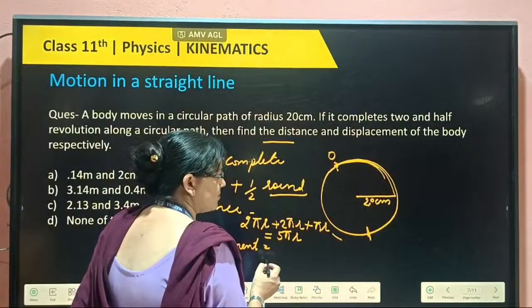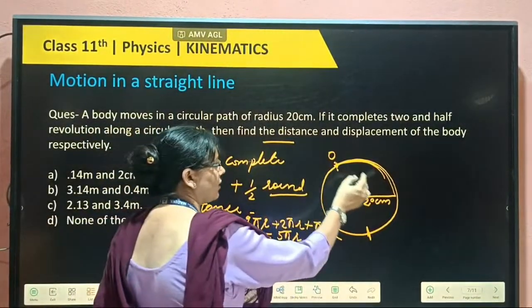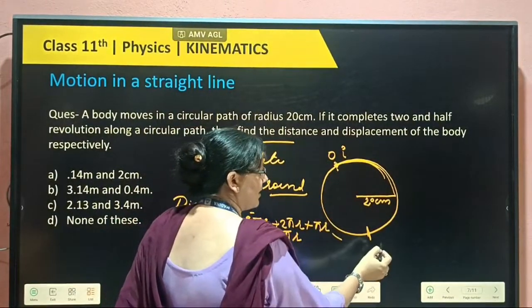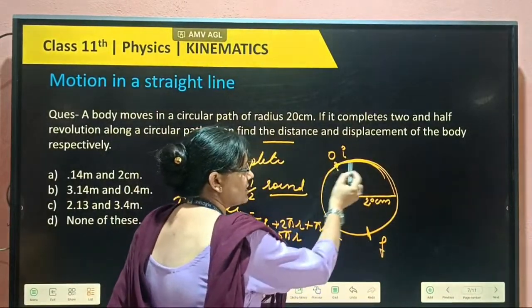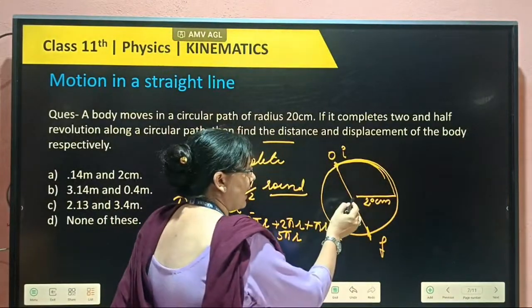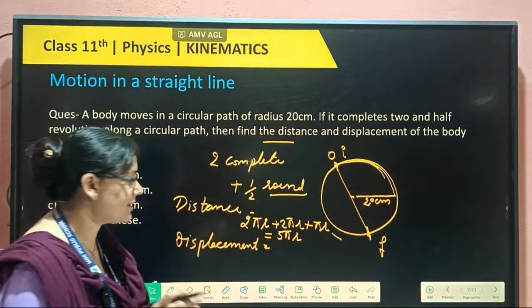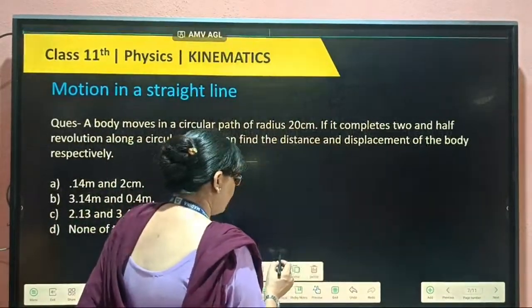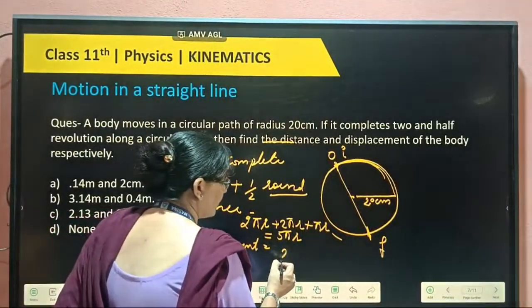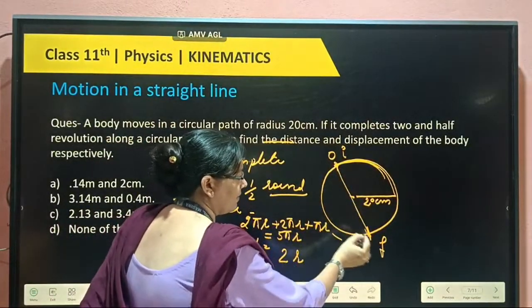Now displacement will be our shortest path. We are taking 2 complete rounds and a half round, so the initial point is this one, and finally we reach this other point. So the shortest path will be like this, directly taking the diagonal. The diagonal will be our shortest path from here to there. So the diagonal we can write as twice our radius, 2r. Half is the radius, and the full diagonal is 2r.